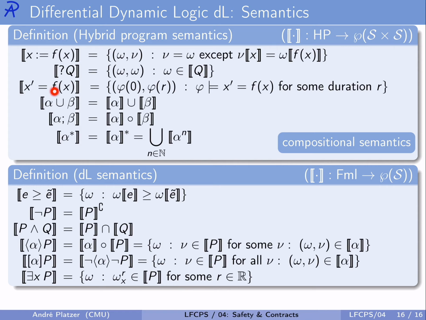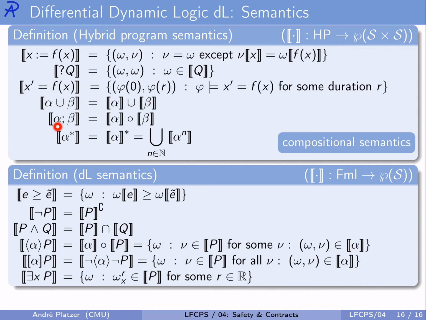For differential equations now, there's a lot of behavior usually, because it's the set of all pairs from the state at the initial time 0 to the state at the final time r for any duration r of a solution phi that solves the differential equation x prime equals f of x at every moment in time between 0 and r. For non-deterministic choices, the behavior of a non-deterministic choice is the union of the behaviors of the left-hand side program and the behaviors of the right-hand side program. Sure, a choice has a choice between being like alpha or being like beta.